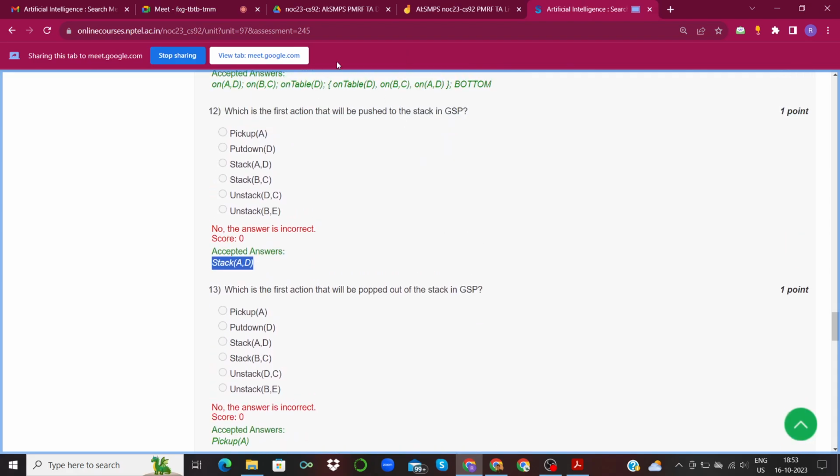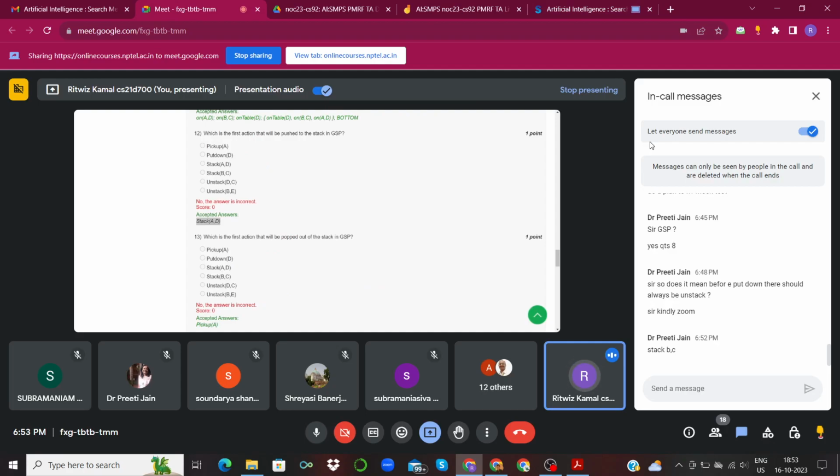Because see, the subgoal that you're trying to solve right now is on A comma T, right? In order to solve A comma T in a backward manner, the first action that you're going to push is stack A comma T. Okay, so stack A comma T will have some other preconditions, right? And in order to solve that, you have to push some other actions, right? So if you look at it in a forward manner, in order to achieve the block A on top of B, the first thing that you have to do is pick up A, right? And so in a backward manner, that will be the first action that will be popped out of the stack in GSP, because that is the first thing that will come up in a backward manner.